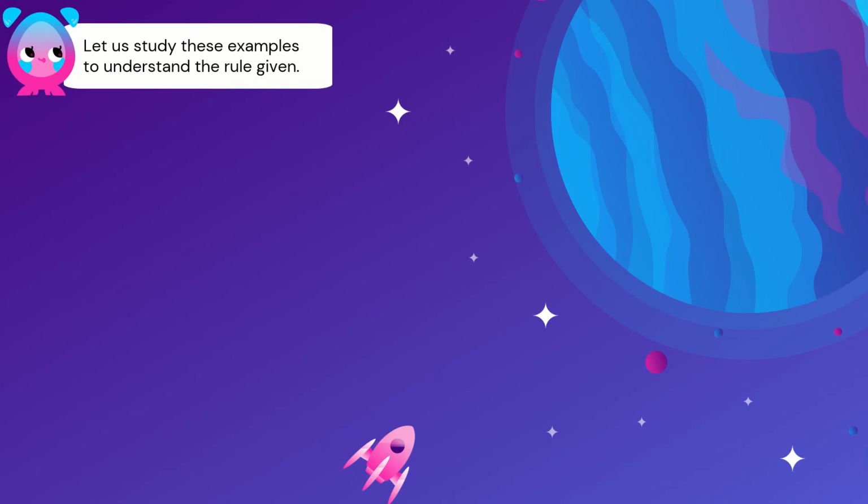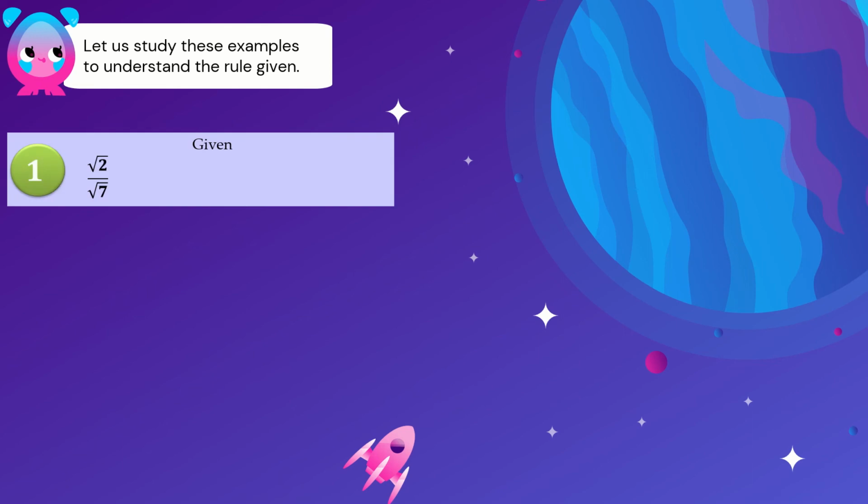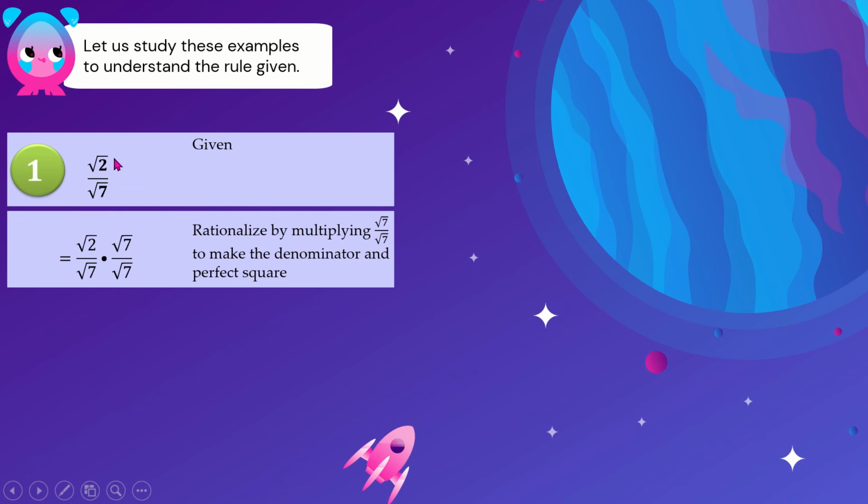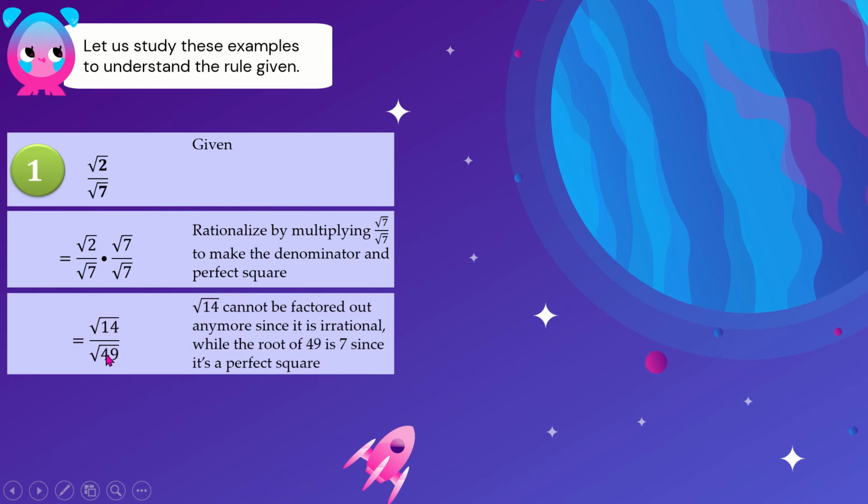Let us study these examples to understand the rule given. The first example is square root of 2 over the square root of 7. Originally this is the square root of 2 over 7, which is equal to the square root of 2 over the square root of 7. So rationalize by multiplying square root of 7 over square root of 7 to make the denominator a perfect square. So square root of 2 over the square root of 7 times square root of 7 over square root of 7, so the denominator gets multiplied, so that the resulting product in the denominator is a perfect square.